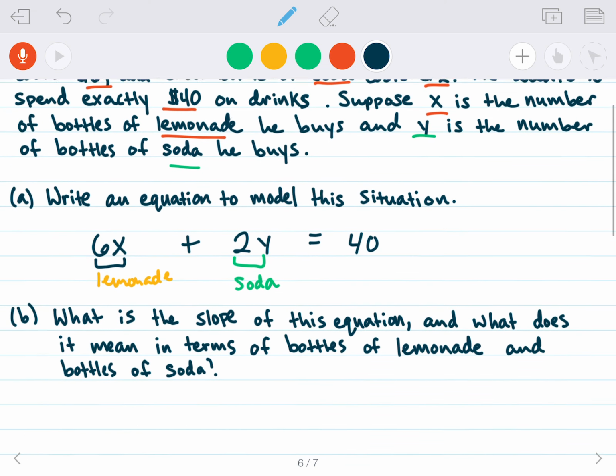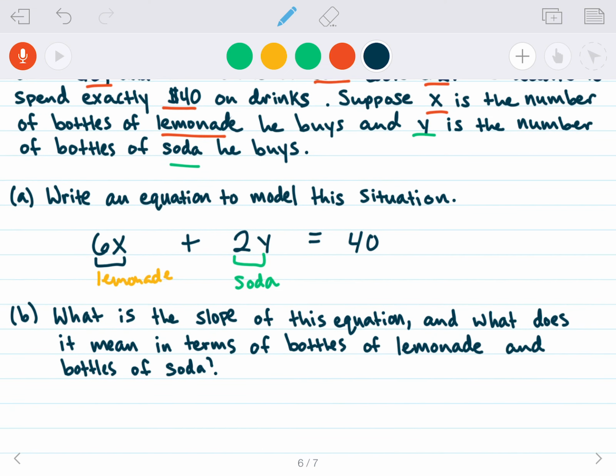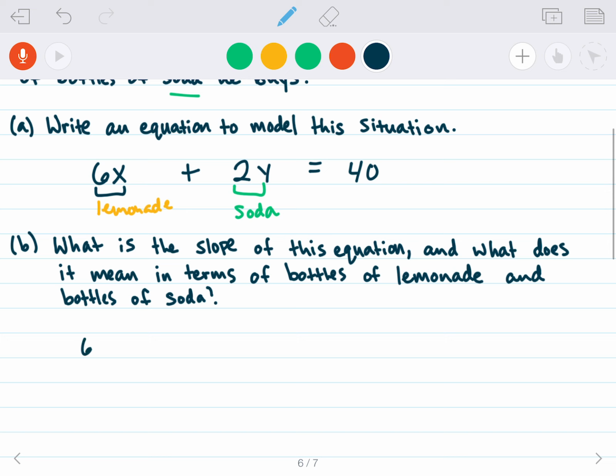Now, part B says, what is the slope of this equation and what does that mean in terms of bottles of lemonade and bottles of soda? So we can take this equation and put it in slope-intercept form to figure out what the slope is. So I can do that by isolating y. I'll start by subtracting 6x from both sides. So I get 2y equals 40 minus 6x. Then I'll go ahead and divide everybody by 2.